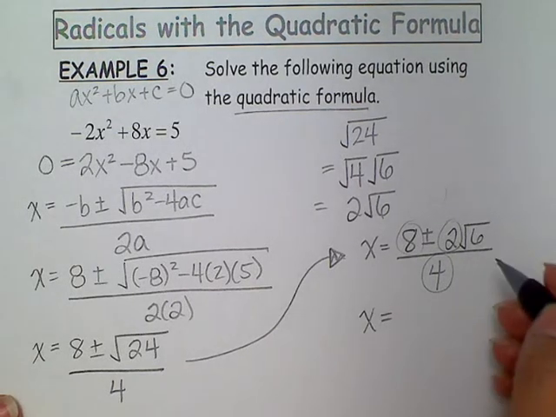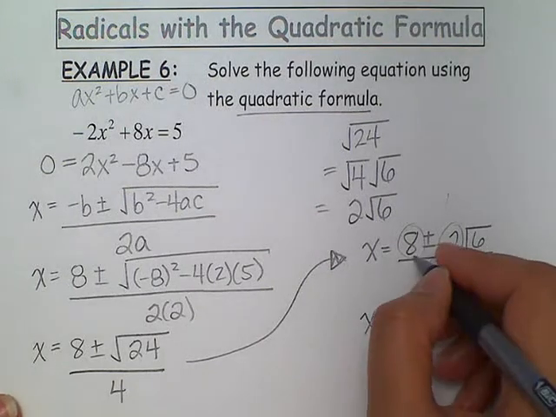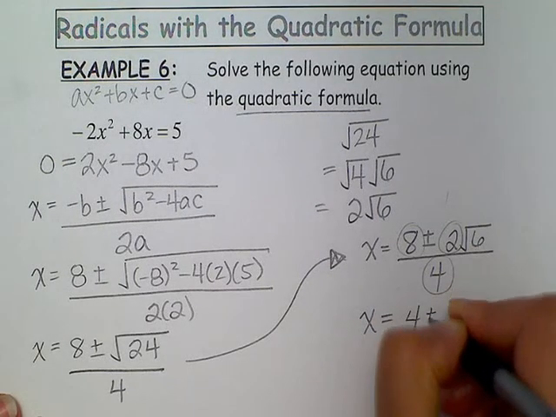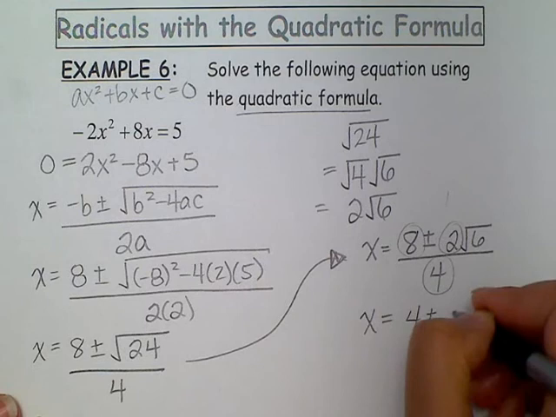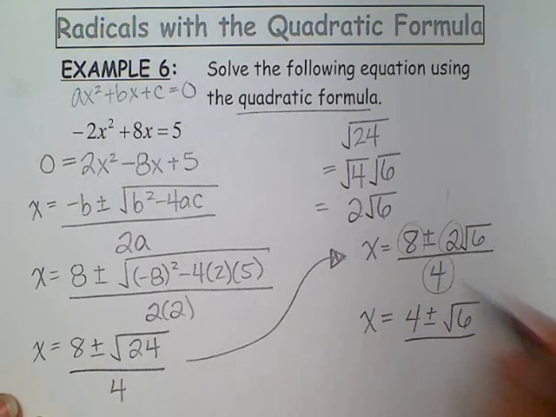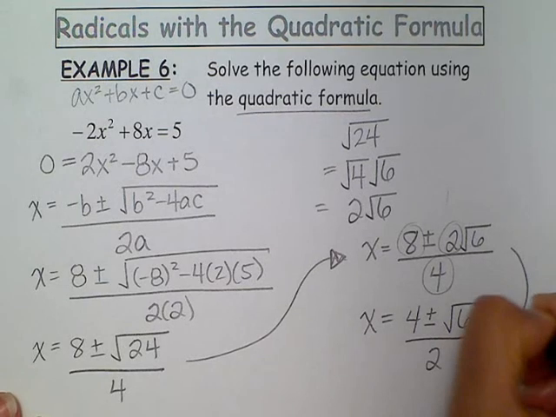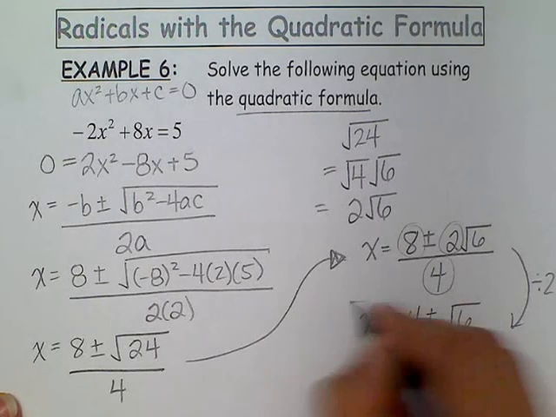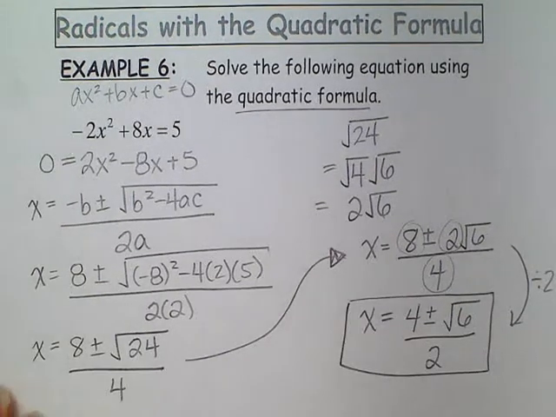I'll notice that the 8, the 2, and the 4 are all divisible by 2, so I'm going to reduce them all by 2. And so 8 divided by 2 is 4, plus or minus 2 divided by 2 is just 1, so I'll just leave that as root 6. And 4 divided by 2 is 2. So what I did here is reduce the fraction by 2. And there's the solution in simplified radical form.